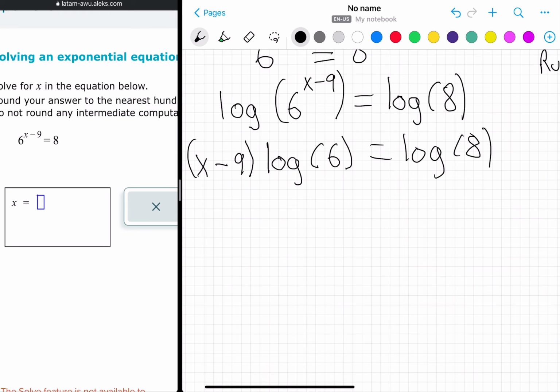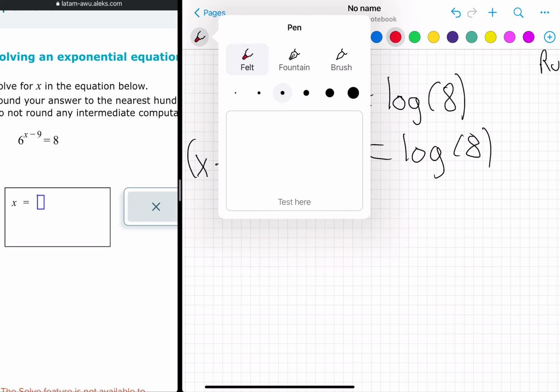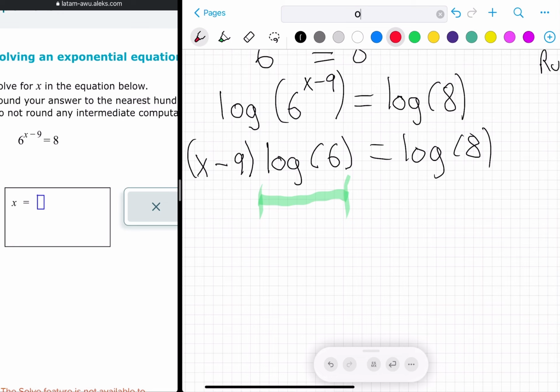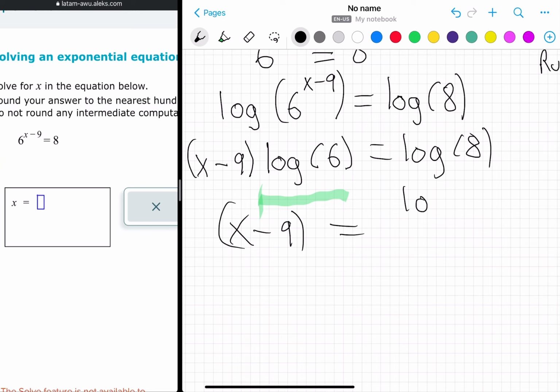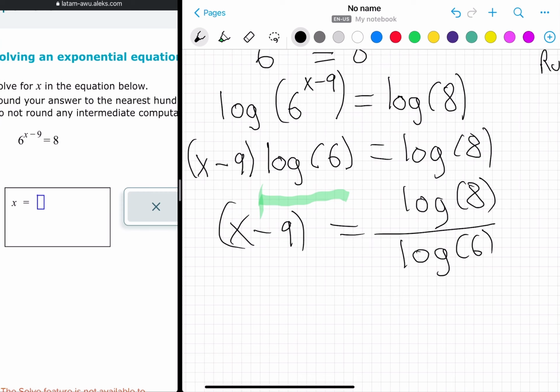Okay, now, because I want to solve for x, I need to leave x alone. This logarithm is making noise here. I don't want it here, so I will move it to the right side by dividing. So if I have here x minus 9, then I will have here log of 8 over log of 6.